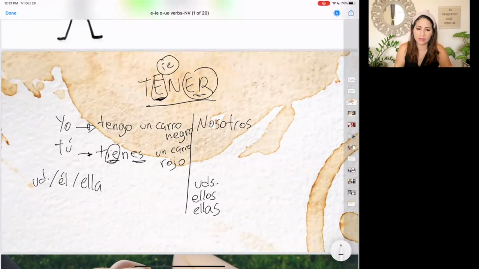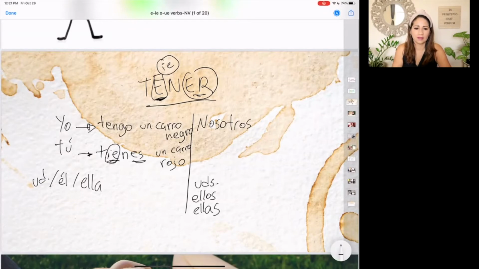Why did I change the ER to ES? Well, we have to go back to the video about verbs that end in ER. If you have an ER and the subject is you, tú, you need an ES at the end. So that means you have, tú tienes. I cannot say tú tengo, that would be incorrect. Even though tengo means have, it only means have for I have, not for you have. So tú tienes un carro rojo.